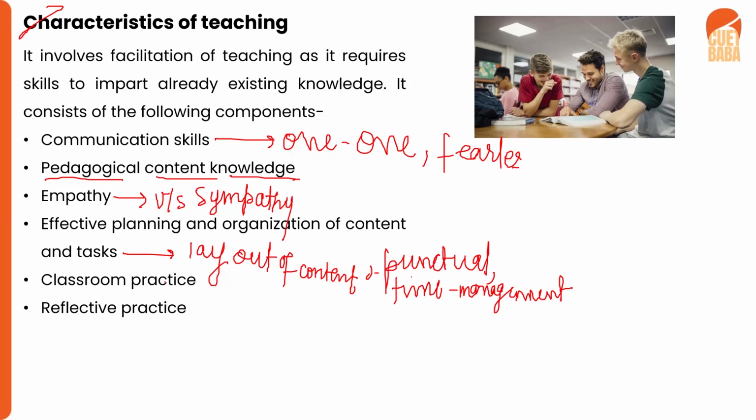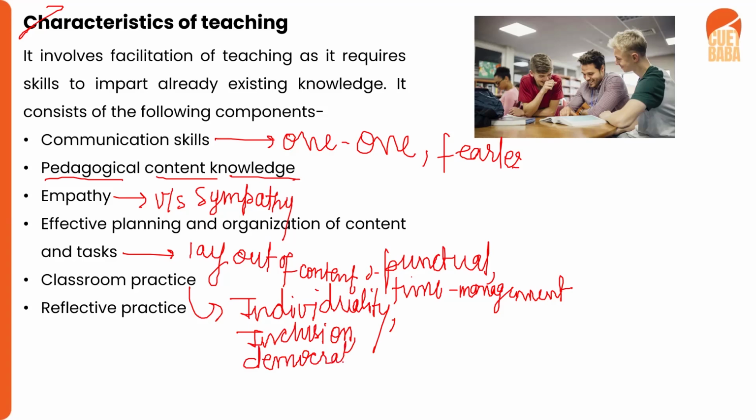Then classroom practice. Some classroom practices that the teacher must follow are like individuality that we talked about, giving importance to learners' individuality, inclusion, creating a democratic environment where the learners are fearless when it comes to having an open communication with the teacher. Then finally, we have the reflective practice, where the teachers can actually introspect into the learning and make certain amends on how their learning can be effective.